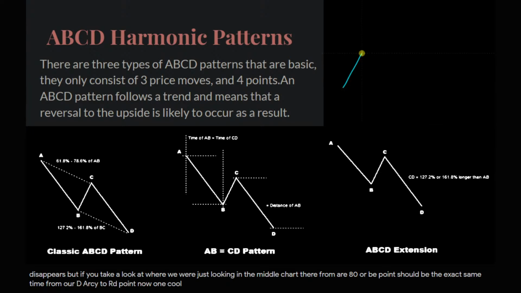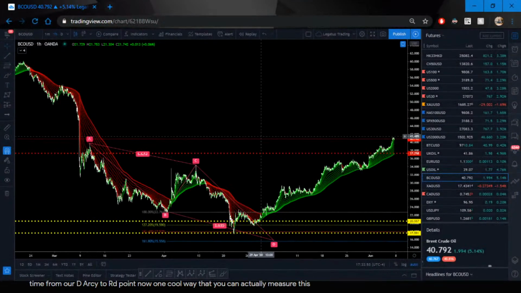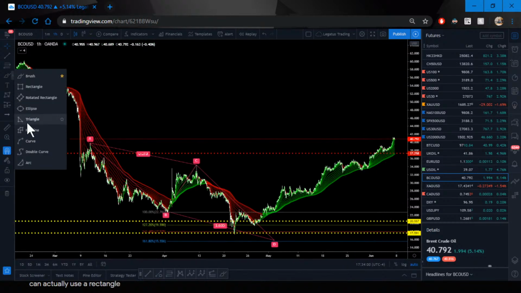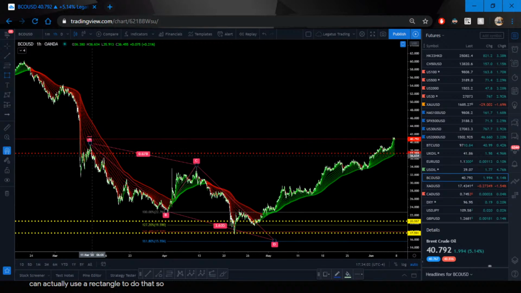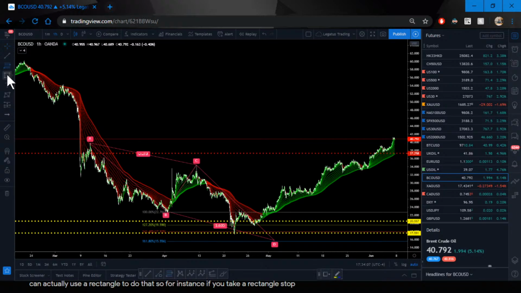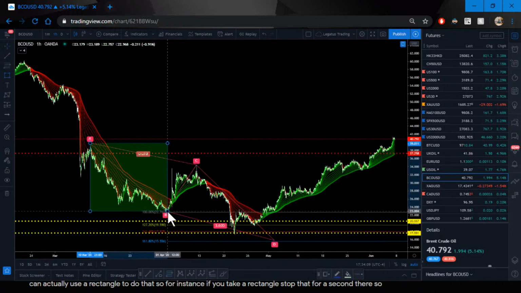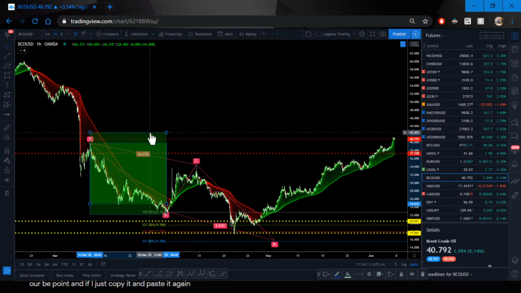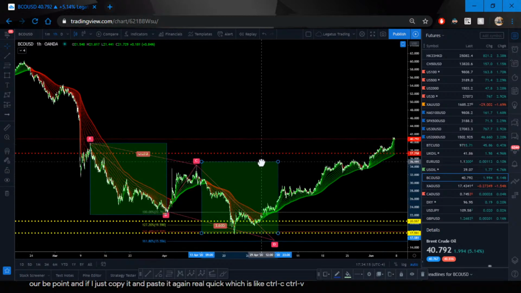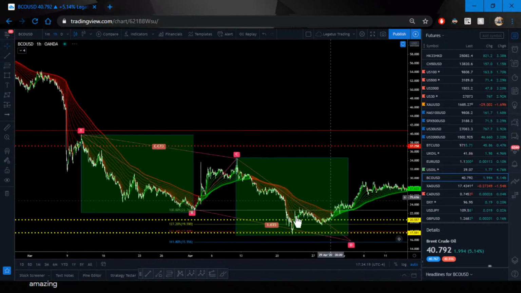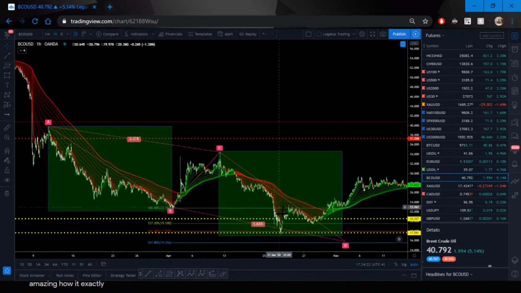Now, one cool way that you can actually measure this, and I just want to quickly show you, is you can use a rectangle to do that. So, for instance, if you take a rectangle from our A to our B point, and I just copy it and paste it again real quick, which is Control C, Control V, and then you just quickly do that. Is that not amazing how it exactly reversed at the same distance?